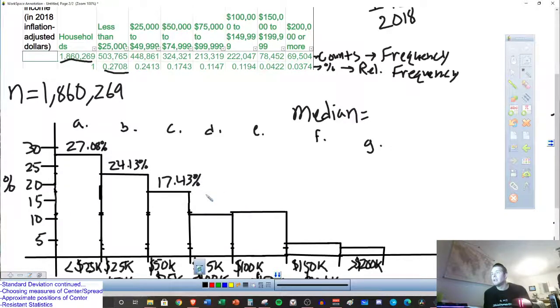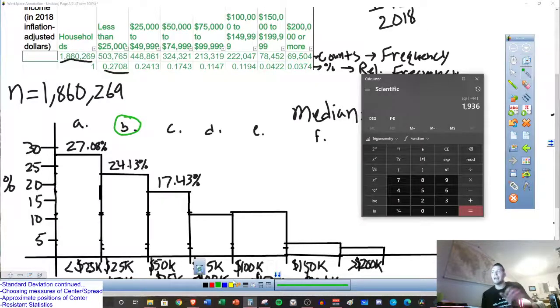17.43%. I don't really need to go on, okay? Because based on our definition of median, where half the data is below and half the data is above, so we say to the left or to the right, half is to the left, the answer should be B. So think about that. If we start adding these histogram values up, 27.08 plus 24.13, we get to 51.21% in these first two columns.